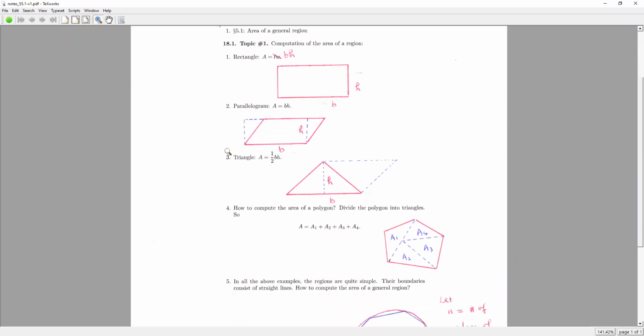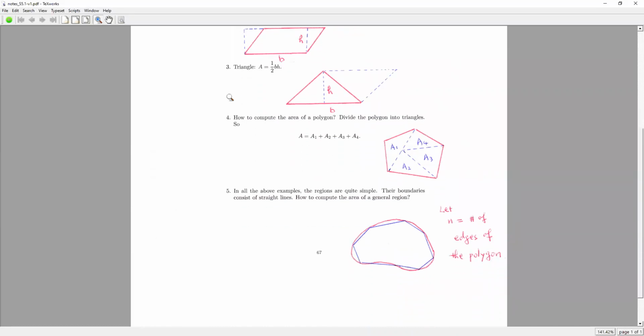Example 2. Now we have a parallelogram. What is the area of a parallelogram? It turns out that it is still base times height. But why? If we cut the parallelogram along this vertical line and move this part here, then we will have a rectangle. So therefore, the area of a parallelogram is still base times height.